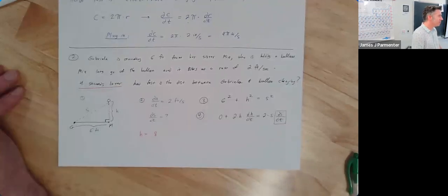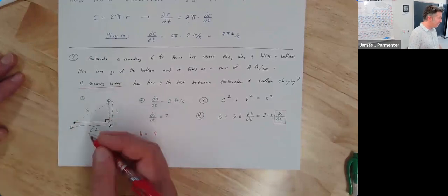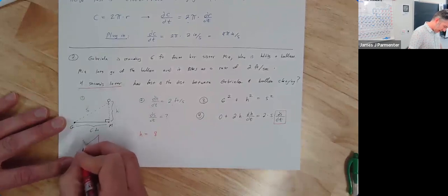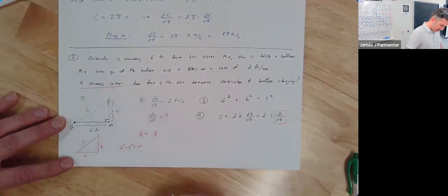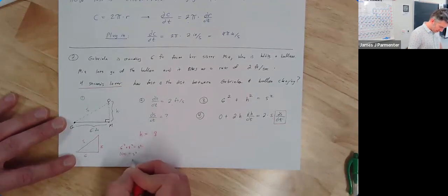8. Right? 2 feet per second for 4 seconds. 2 times 4 is 8 feet. And then you can either use the Pythagorean theorem to find s. You say, okay, well, I've got this triangle now: 6, 8, s, and I can say 6 squared plus 8 squared equals s squared. And 36 plus 64 is 100. So s is equal to 10.